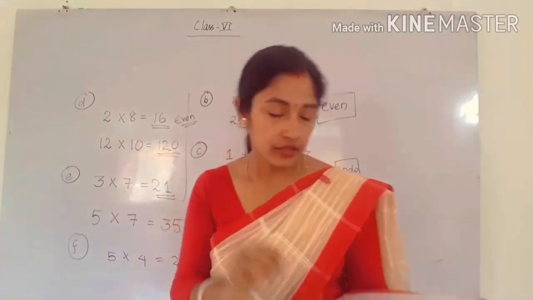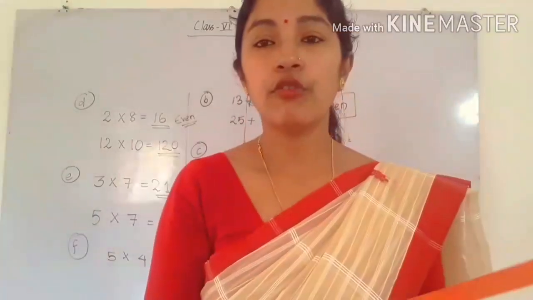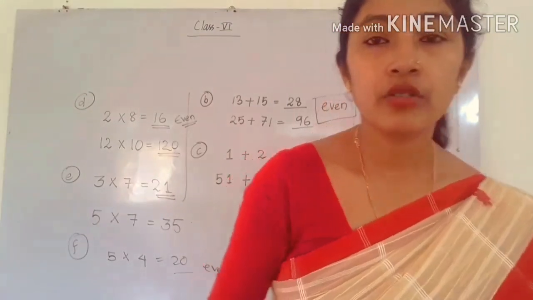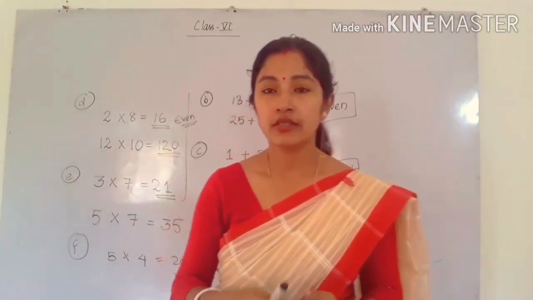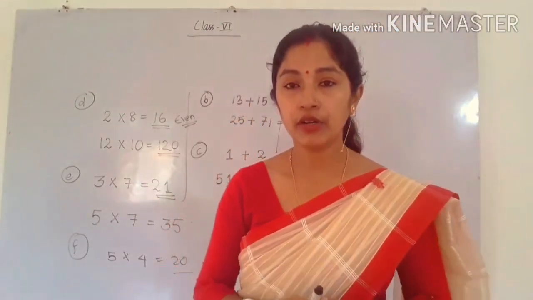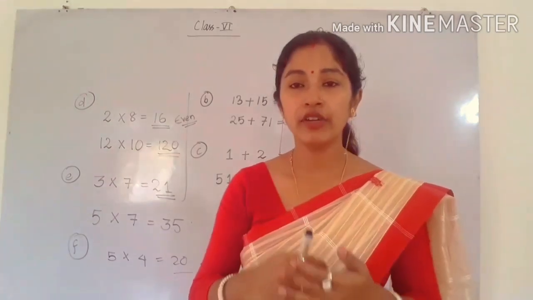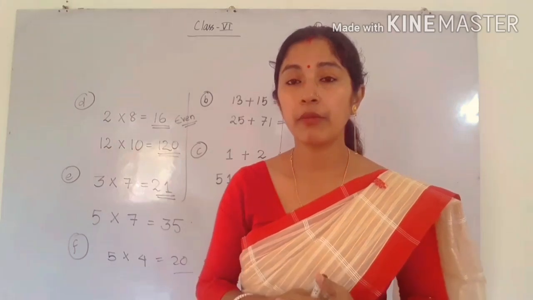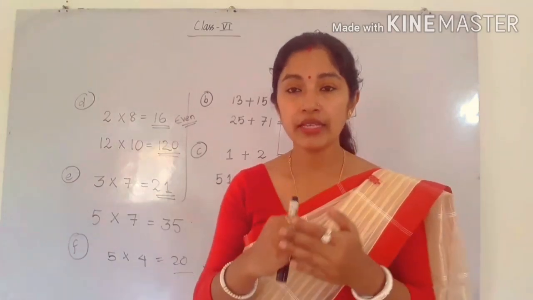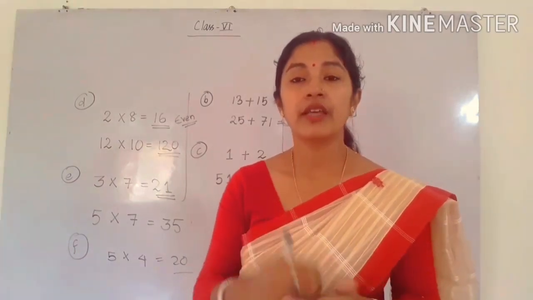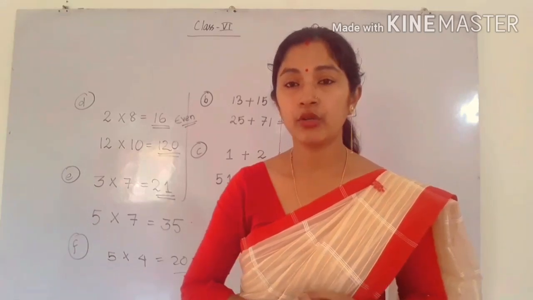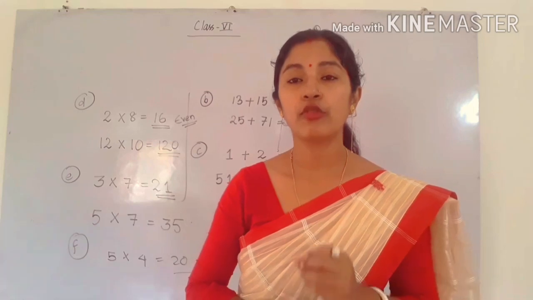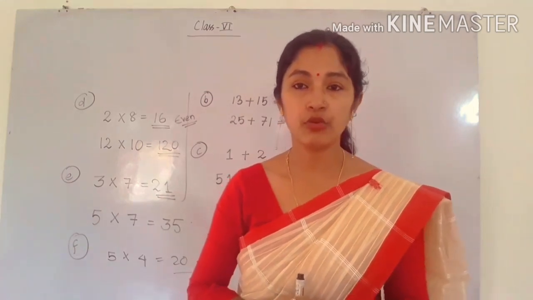So next is test for divisibility. The first topic is the divisibility test for 2. When we see a number, how can we tell that this number is divisible by 2 or by 3? Only by seeing the number we can say that it is divisible by 2, 3 or 4. There are some rules you have to follow. Already you know some rules.